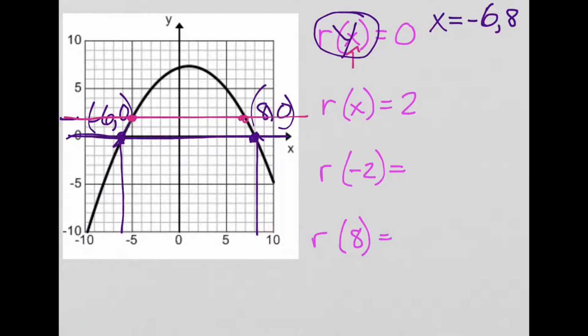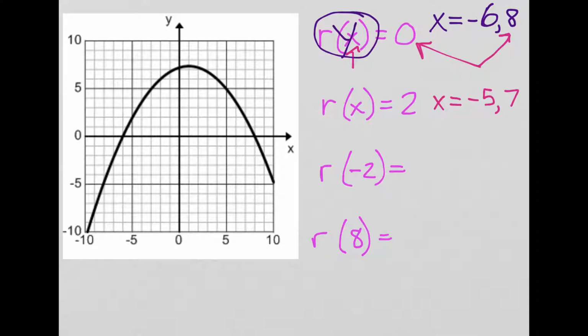So what are my points? This one right here is at negative 5, 2. And this one is at 7, 2. So what are my x values when y equals 2? Well, it was either negative 5 or 7. There were 2 of them. That's totally okay. All right, so then look at the next one, r of negative 2.